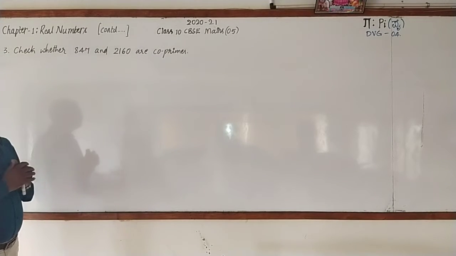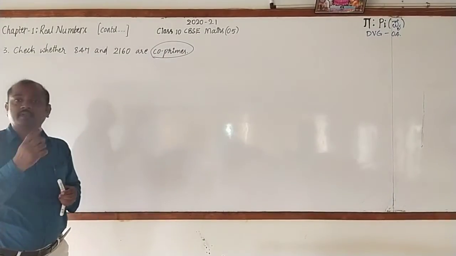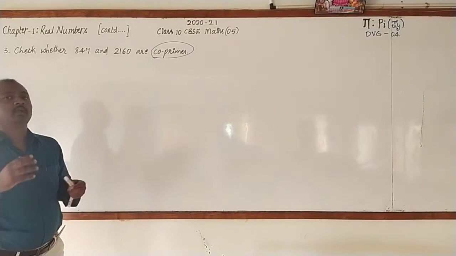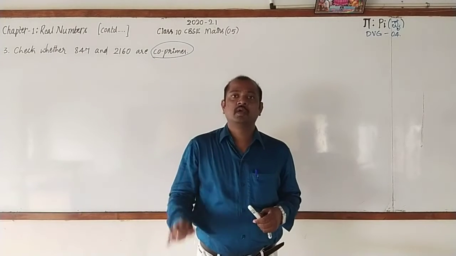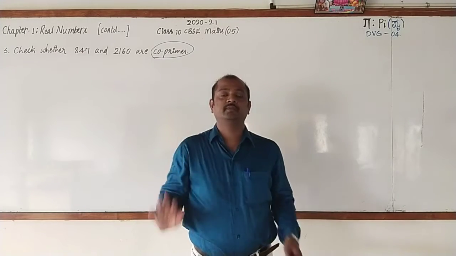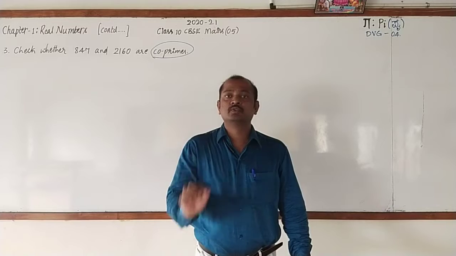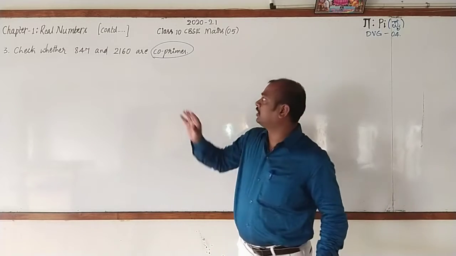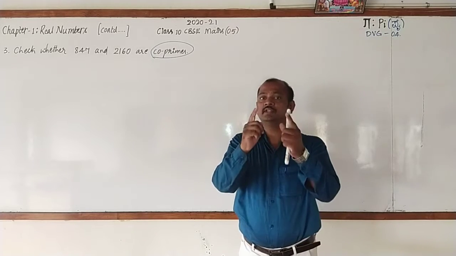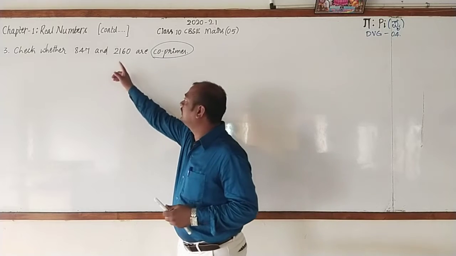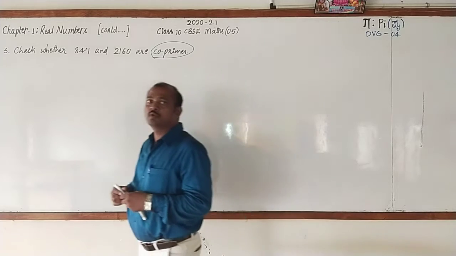If you want to check that, you must be aware of coprimes. This information has already been given in the very beginning of the chapter. Recall the definition of coprimes: a pair of numbers having the common factor one only. Or another definition is that a pair of numbers whose HCF is one are called coprimes. Got it? Then how do you check? Yes, you are right. By finding the HCF of 847 and 2160, you can check whether these are coprimes or not.